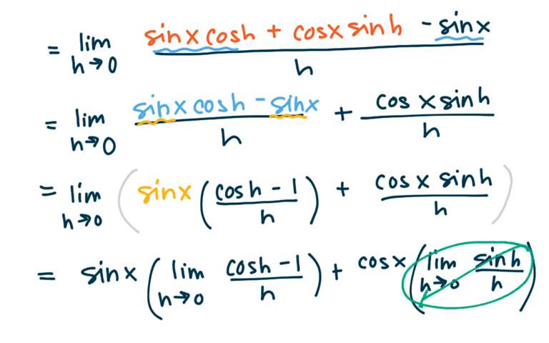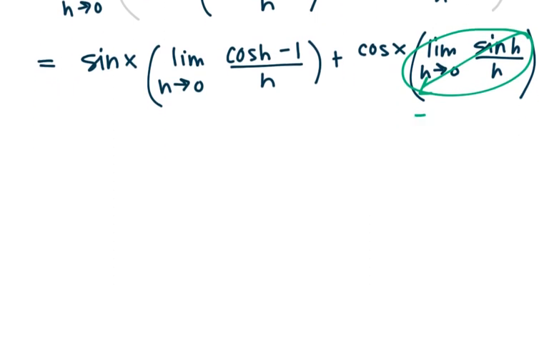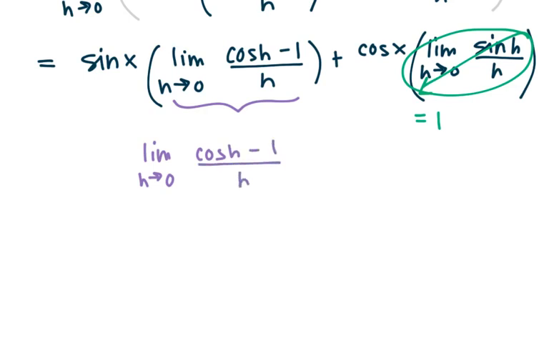This limit we learned in a previous chapter is going to equal 1. So we have essentially cosine x times 1 here. But we need to do a calculation to find this first limit. So in order to do that, I'm just going to pull this out and do a little separate calculation for that. I have the limit as h approaches 0 of cosine h minus 1 over h.